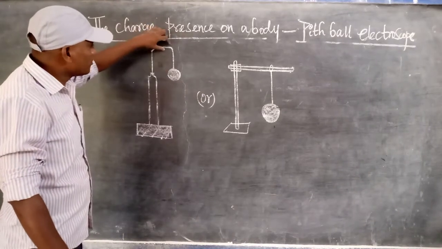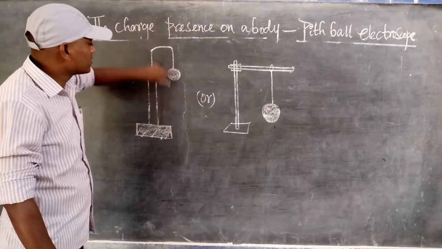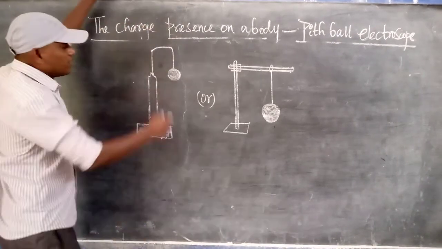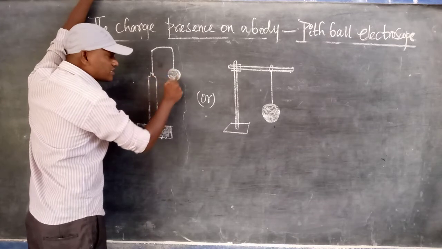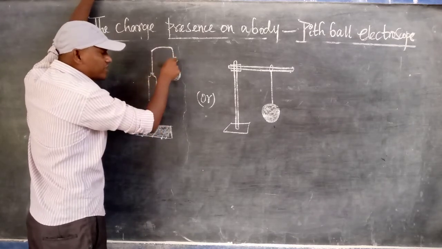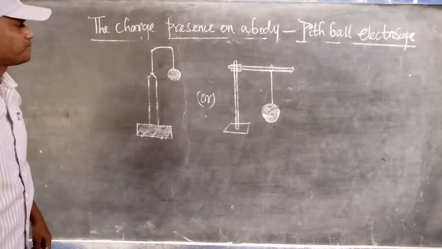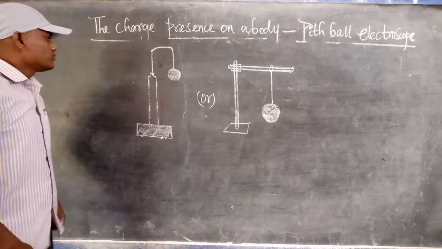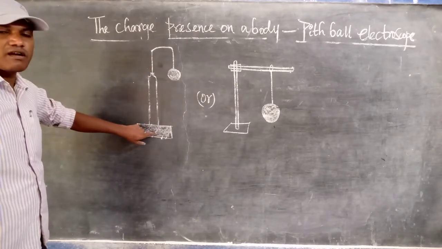So when we keep it like this, what will happen here? A spherical shape of thermocol ball is wrapped with aluminium or silver foil. It is freely suspended in the air with the help of an insulating material. Then we simply call it a pith ball. So why do we generally use wood here? This base is wood.